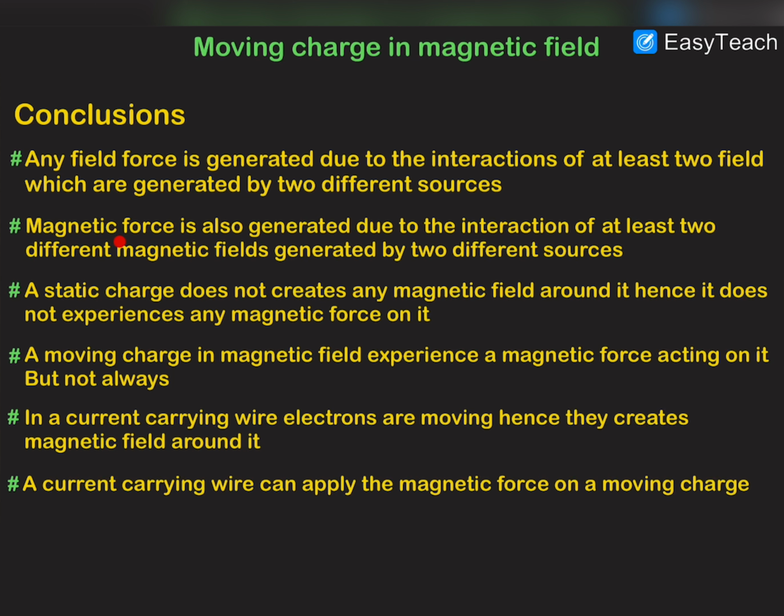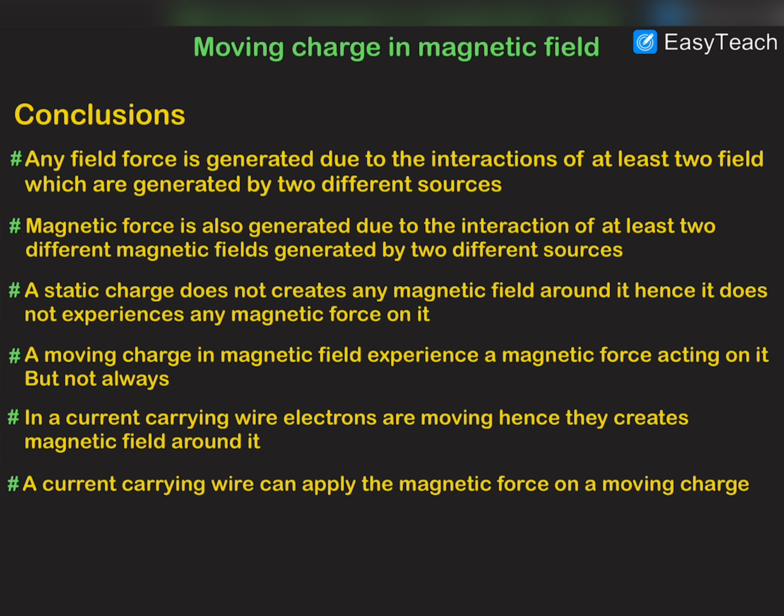And in the second conclusion, we can say that the magnetic force is also generated due to the interaction of at least two different magnetic fields generated by two different sources, which we have already discussed. Now a static charge does not create any magnetic field around it, hence it will not experience any magnetic force. Obviously if a static charge is placed in a magnetic field, then there is only one magnetic field in which it is placed, but it is not creating any magnetic field, so there would be no magnetic force acting on that charge.